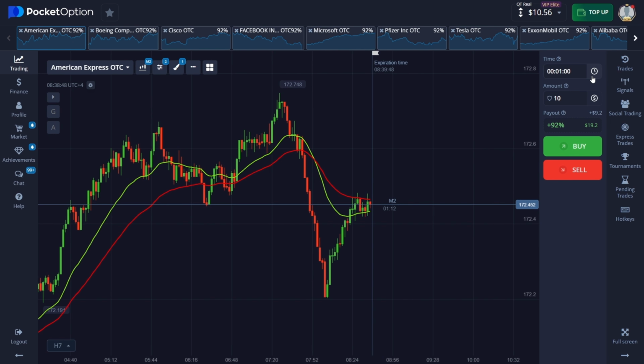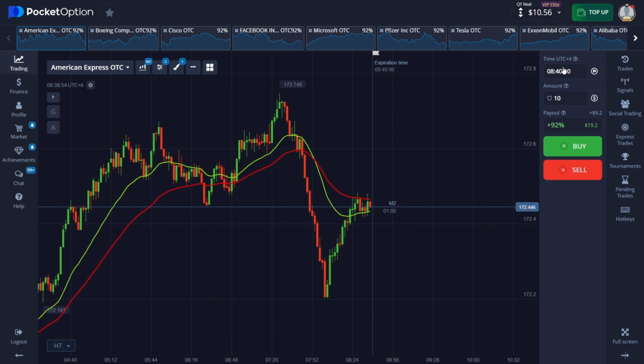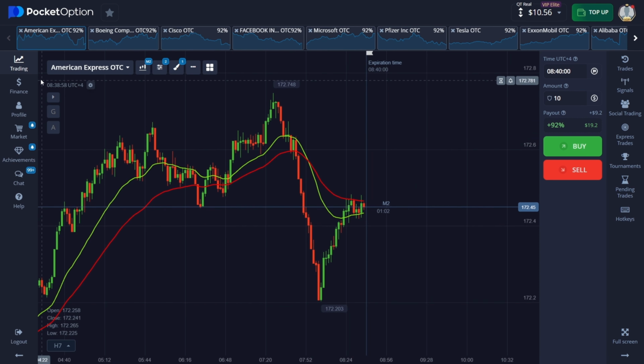After that, click on the clock button and convert it to a flag type. Make sure your time frame is set to 2 minutes. Once done, click on M2 and auto offset on and ensure everything is set up properly. Now, let's find our first trade for $10.